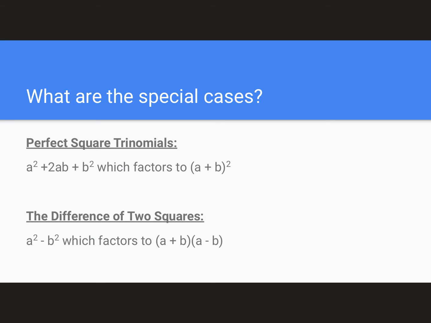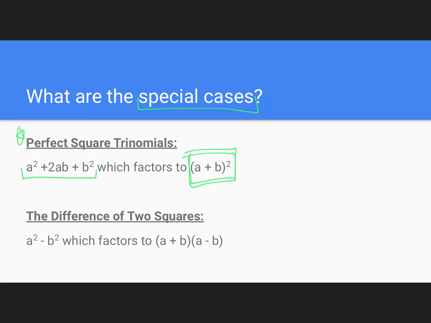So, what are the special cases? Again, we're thinking back to when we did the patterns document. We talked about them. So they are perfect square trinomials. You guys saw this. When you have a plus b squared, it multiplies to a squared plus 2ab plus b squared. So that's a perfect square trinomial. We're squaring a binomial to get our trinomial.